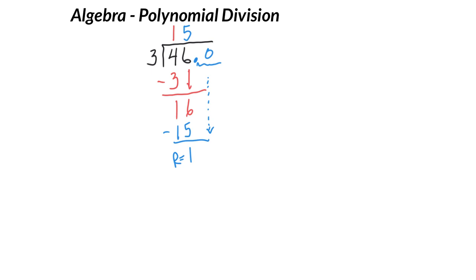Okay? So there are a couple of ways we can write our answer. We can say 46 divided by 3 is equal to 15 with a remainder of 1. Or we can say it's 15 with 1 out of 3, 1/3 left over. Just our remainder is the numerator, and our divisor, 3, is the denominator. Let's use that same idea to divide polynomials.